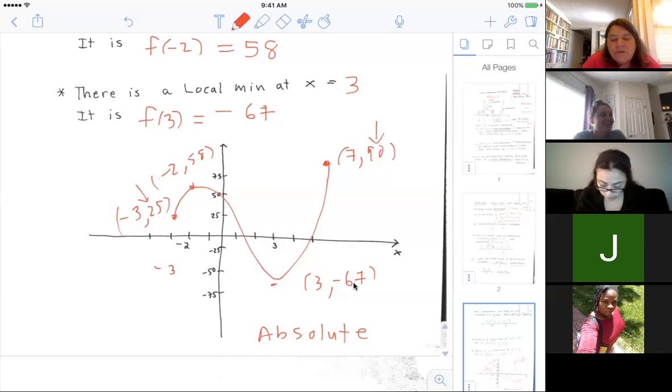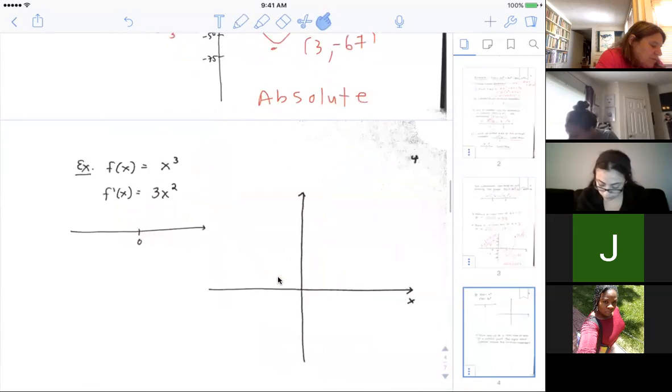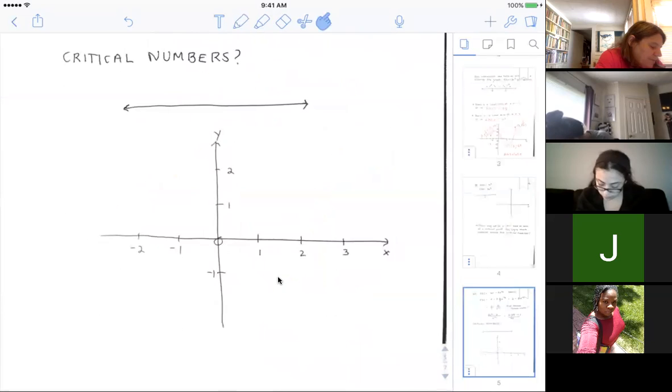So an absolute max or min might be an endpoint, or it might be one of these locals. In this case, not only is that a local minimum, but on this interval, it's the absolute lowest thing there is. All right. I'll just say one more word and I'll wrap up.